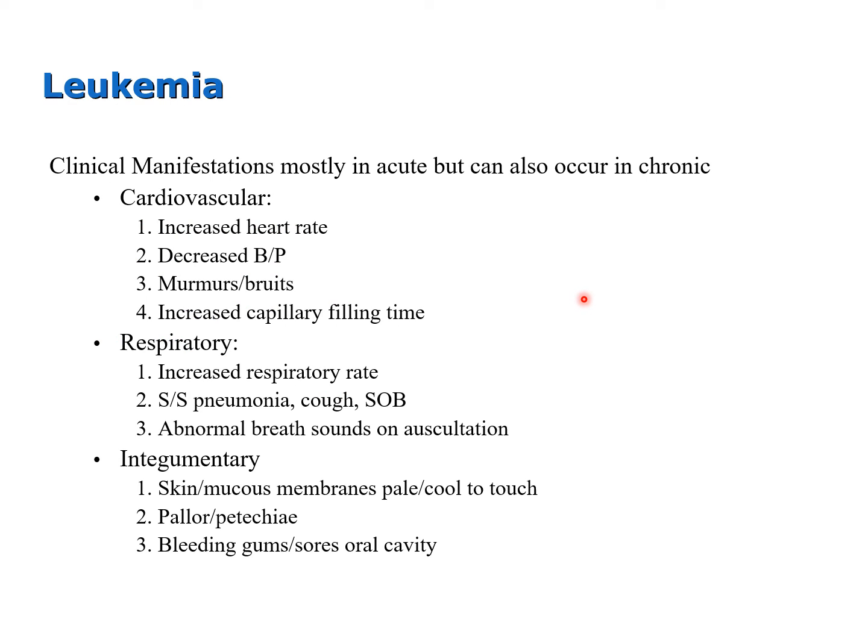Some of your clinical manifestations. You're going to find a lot of this in acute, but you can also find it in chronic. So for your purposes, these are just the general manifestations that you may see. Under cardiovascular system, things like increased heart rate, decreased BP, murmurs and bruits, increased capillary filling time. Under respiratory, increased respiratory rate, signs and symptoms of pneumonia, cough, shortness of breath, abnormal breath sounds on auscultation. Under the skin and mucous membranes, they're pale, they're cool to touch. The patient is pale, there's petechiae present. Maybe they have bleeding gums, sores in the oral cavity. All of that is a possibility.